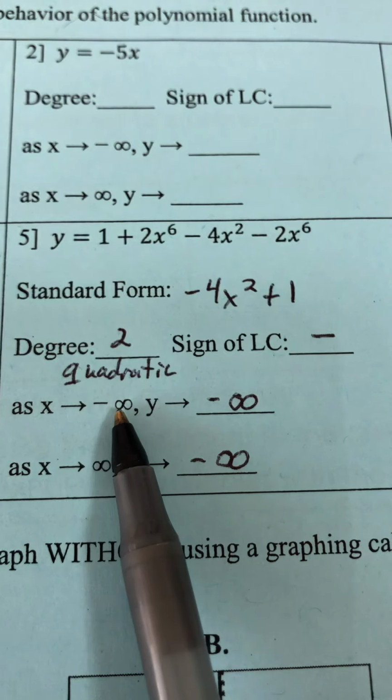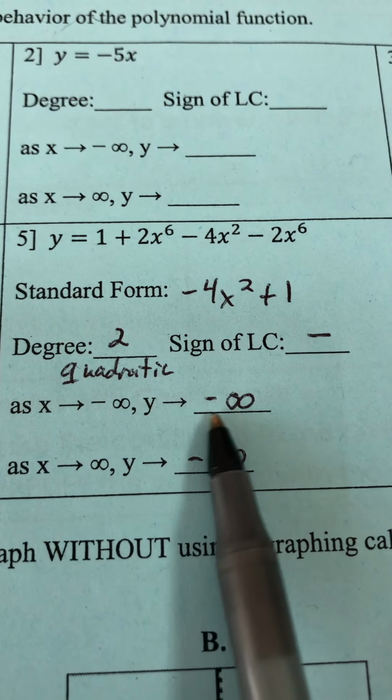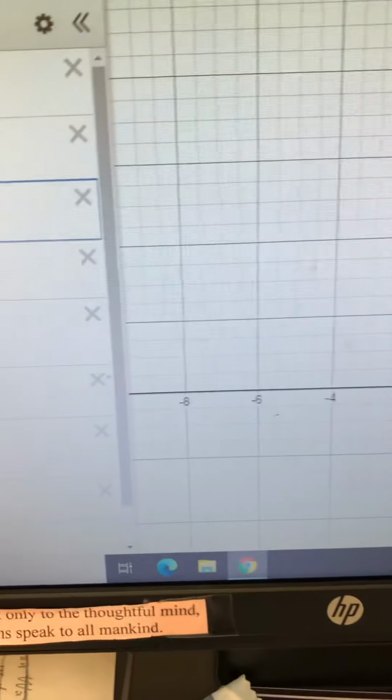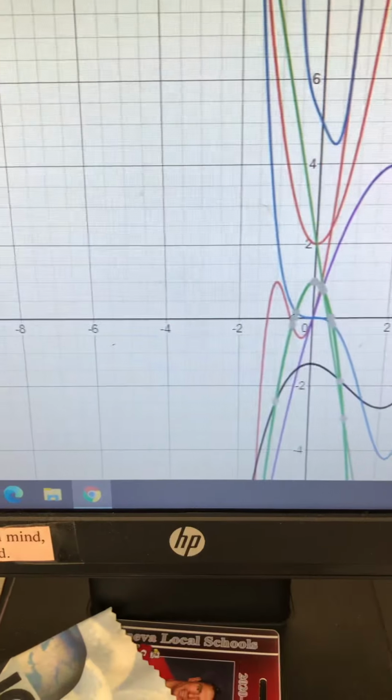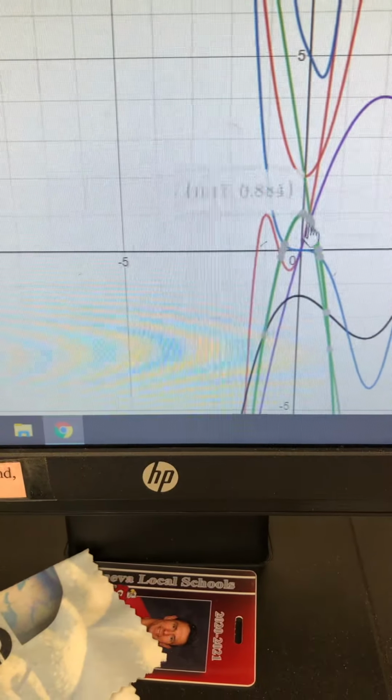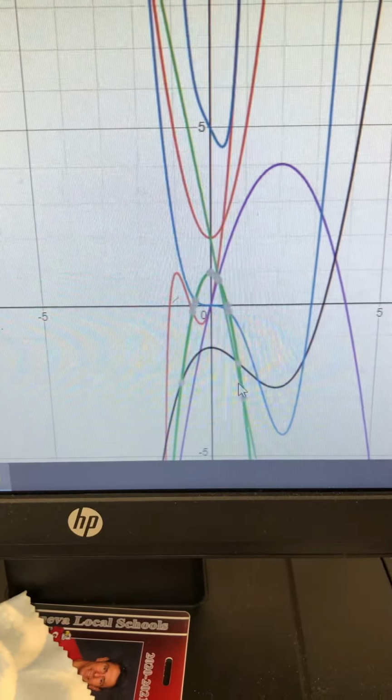So as x is going towards negative infinity, y is going to be going towards negative infinity. Let me show you that one. That one's going to be a green line. And it's this green line right here with those gray dots.